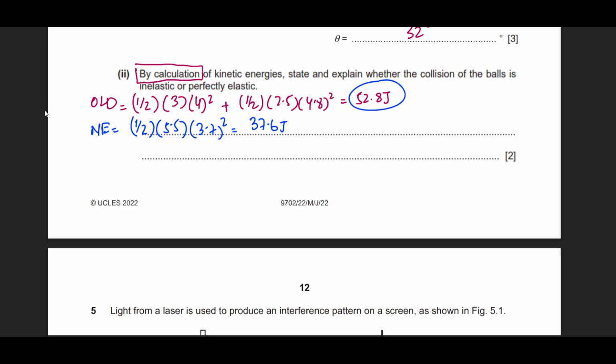You can see that they're not equal. So now you will write this down in English, right? That the kinetic energy before and after the system are not equal. So you can say that the kinetic energy before is not equal to the kinetic energy after. Hence, this is an inelastic collision. So the conclusion will be inelastic, based on the data that we've calculated. Okay.